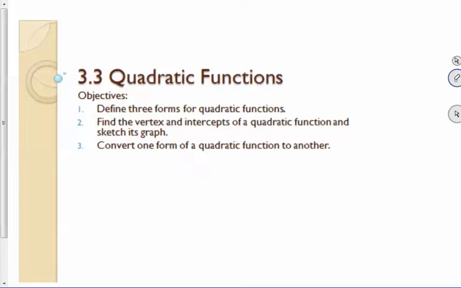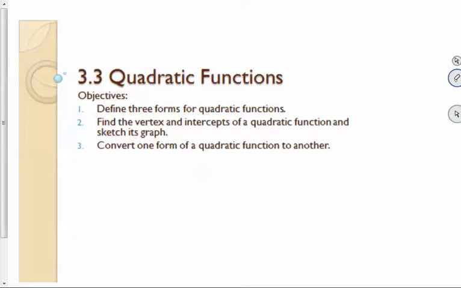Today we're going to talk about quadratic functions, things that you've already dealt with. We're going to define the three forms of the quadratic functions, find the vertex and intercepts of a quadratic function and sketch its graph, and convert one form of a quadratic function to another. The good news is that this is stuff that you have seen before.